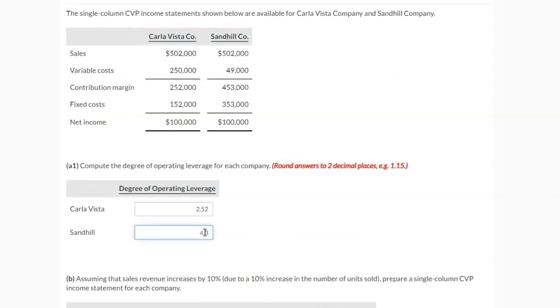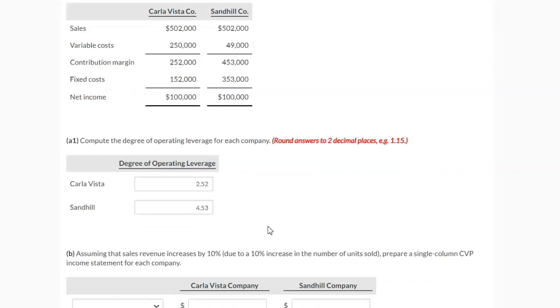Okay. So now you see that Sandhill is much more leveraged than Clara Vista, which means it has higher fixed costs. It's using leverage. If there's an increase in sales, Sandhill's profit will increase more than Clara Vista's because the leverage is higher. But if it goes down, it decreases more.